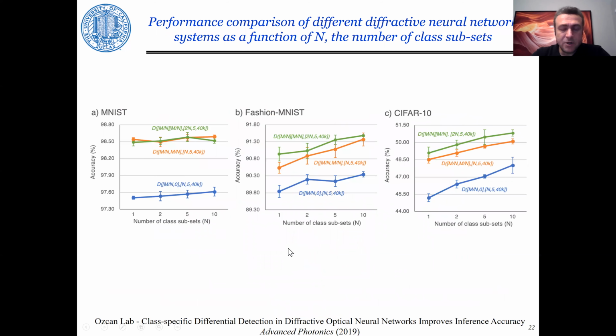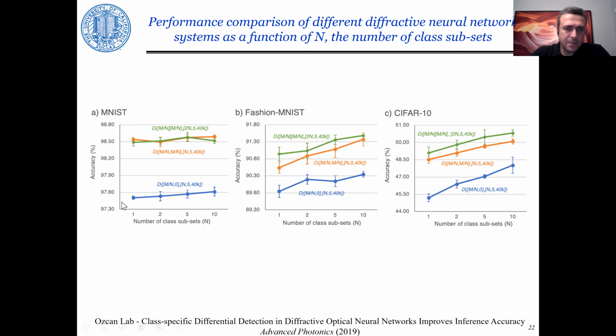In this slide, I'm comparing the performance with 3 different data sets of these different combinations. For example, for MNIST, fashion, and CIFAR-10, the winner is always class-specific differential detectors or diffractive networks. The green curve is showing you the performance of class-specific differential diffractive networks. As you have more and more subsets of diffractive networks handling different data classes, you have better inference accuracy.